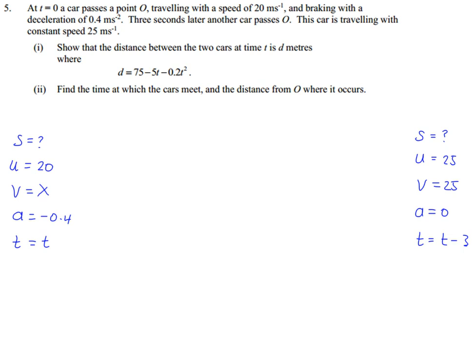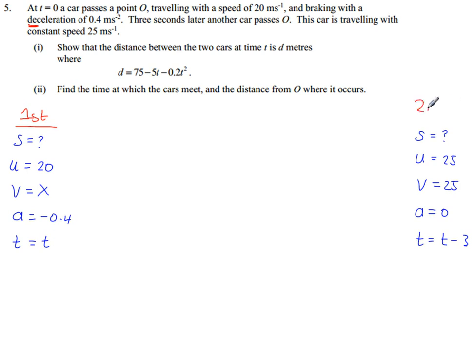So the first car is here. I need to work out its distance or displacement, initial velocity. I have the acceleration, and because it's braking and slowing down, it's negative. This word here is deceleration, so we need to put a minus in front of this value when we write down the acceleration. And then we're just using T for the time.